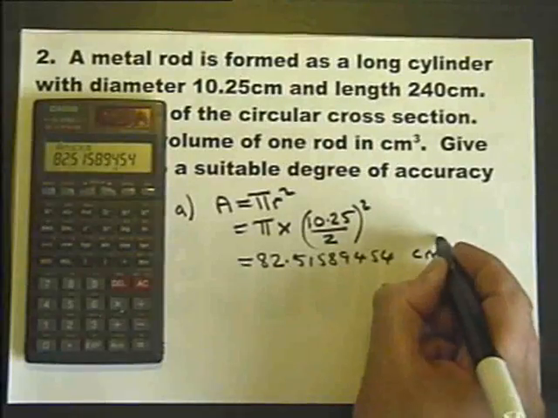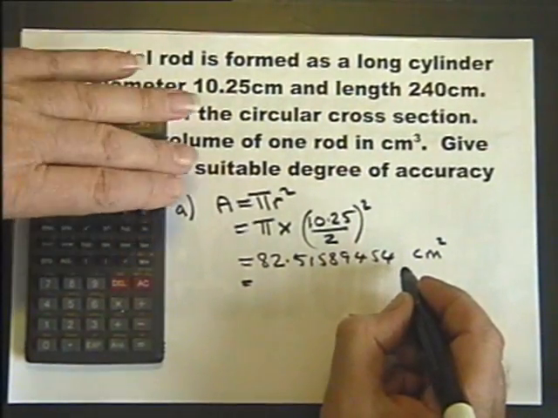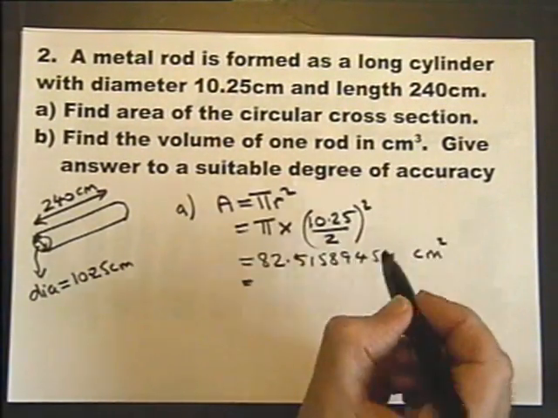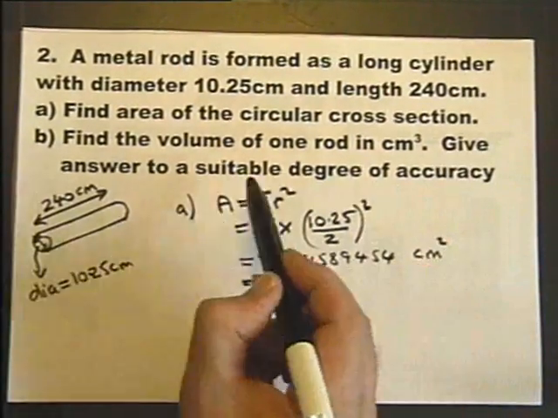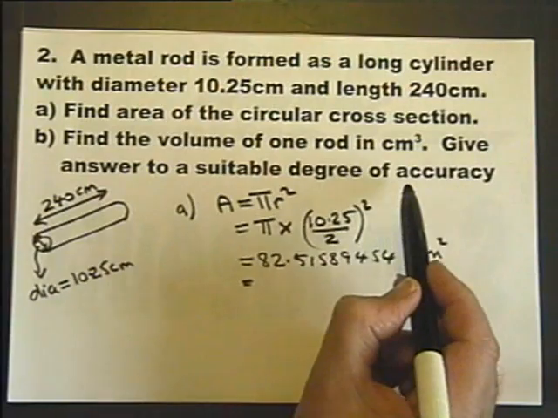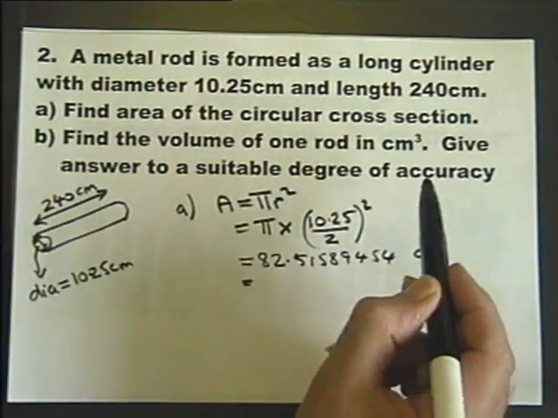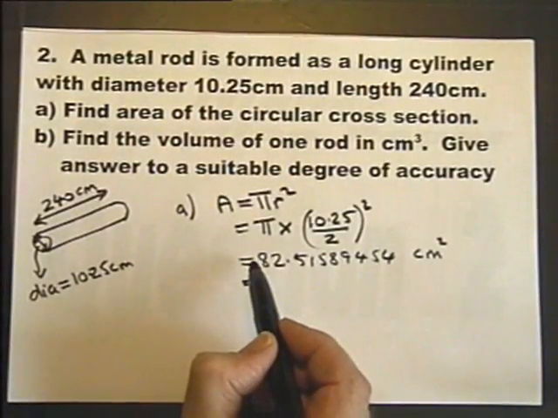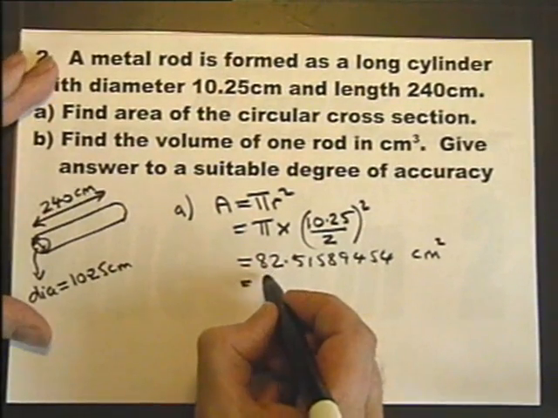Don't forget the units of the answer. There's the calculator answer, and then the answer to a suitable degree of accuracy. So you do that even though the examiner may not always say. This is a comment that the examiner's made in this particular question: give the answer to a suitable degree of accuracy. But it's something you should always do. In the calculator paper especially, give the calculator answer and then the answer to a suitable degree of accuracy.